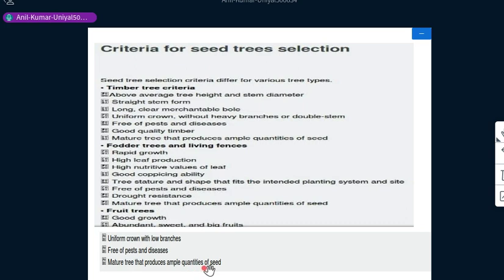In almost all the trees that are intended for selection for tree seed collection, they should be free from disease and pests. Then it should have heavy seeding, it should be healthy always, and with a faster growth rate.